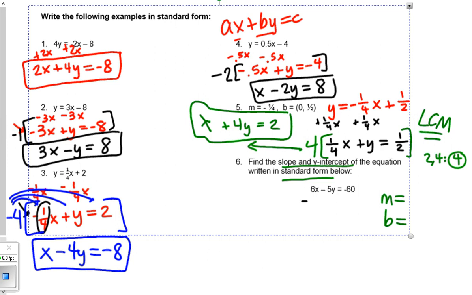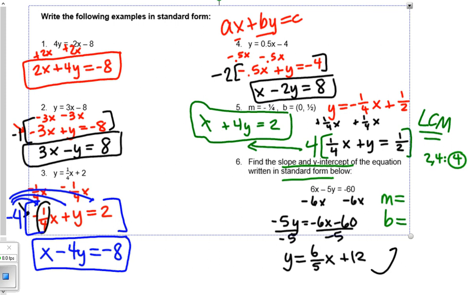So I'm going to move the 6x back over. So I've got -5y equals -6x minus 60. Now divide by -5 on both sides. So y equals positive 6/5 x plus 12. Now I'm able to answer these questions. My slope is 6/5, and my y-intercept is 12. But again, standard form has no meaning, so I couldn't answer those until it looked like slope-intercept.